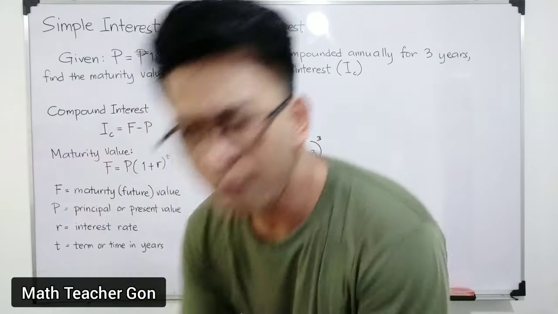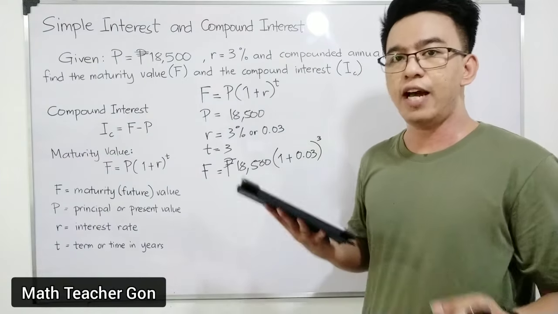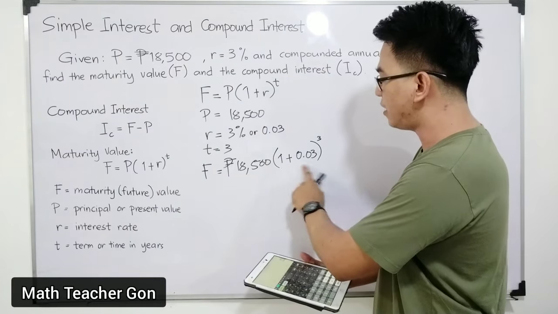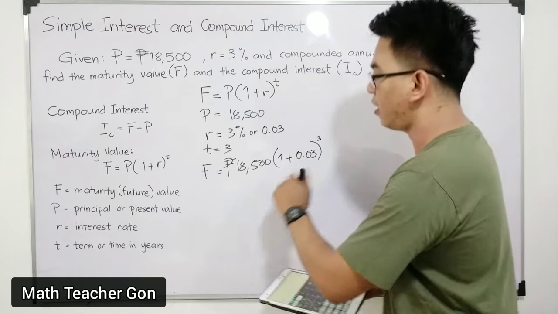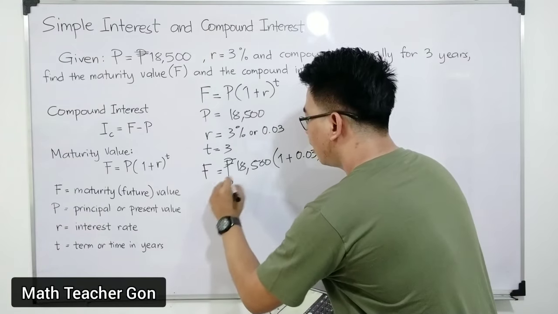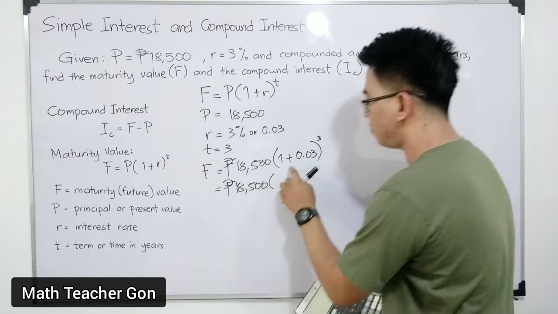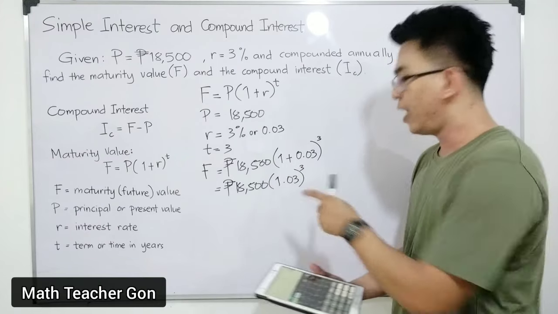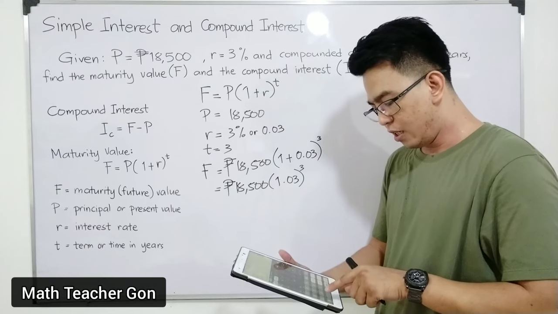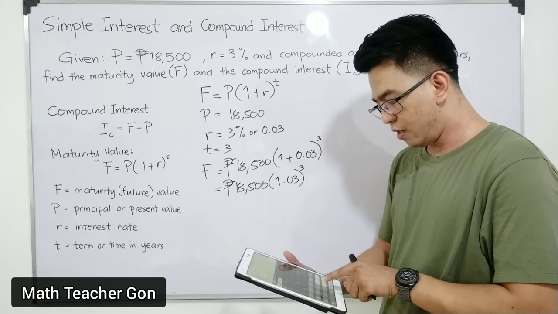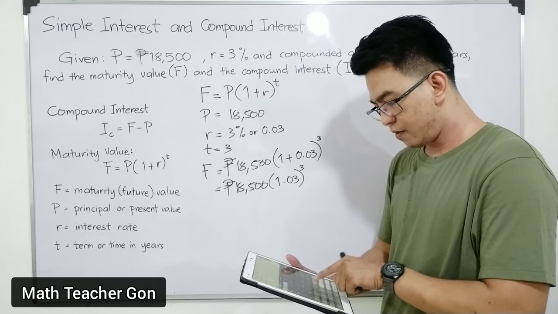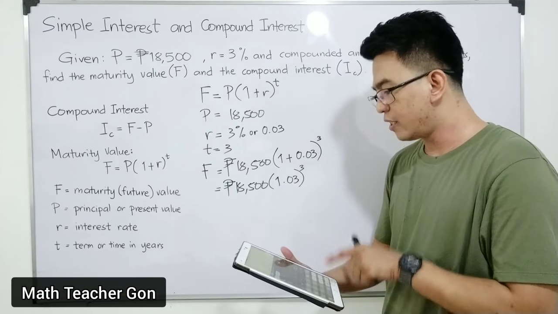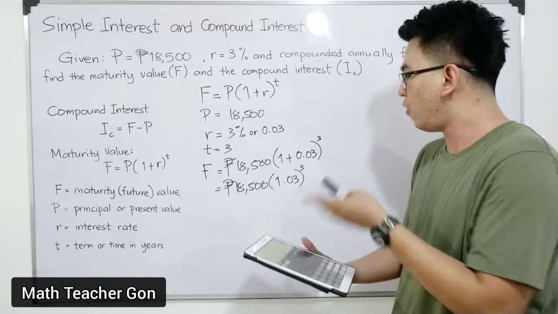So, syempre, pag hindi mahirapan, guys, you can use your scientific calculator. Ako, I'm using my iPad kasi meron ako ditong installed application of scientific calculator. What I will do is I will simplify first 1 plus 0.03. So, syempre, basic pa yan. Buksan mo ng calculator yan. You have 18,500 times 1 plus 0.03 raised to the third power. Ito yung calculator natin. Gawin nyo ngayon, guys, is you will input 1.03 raised to the third power and the answer is 1.092727.